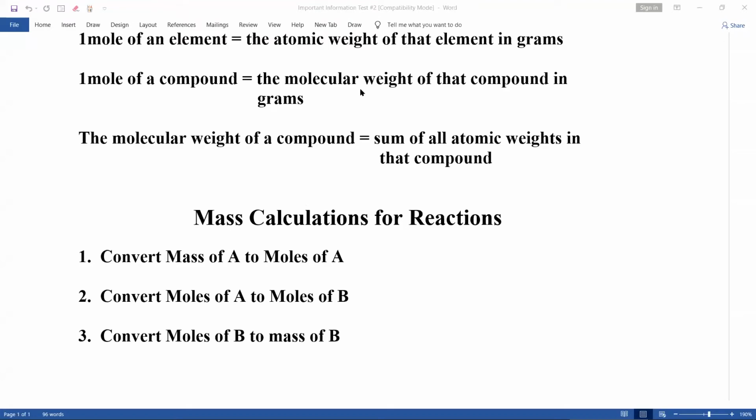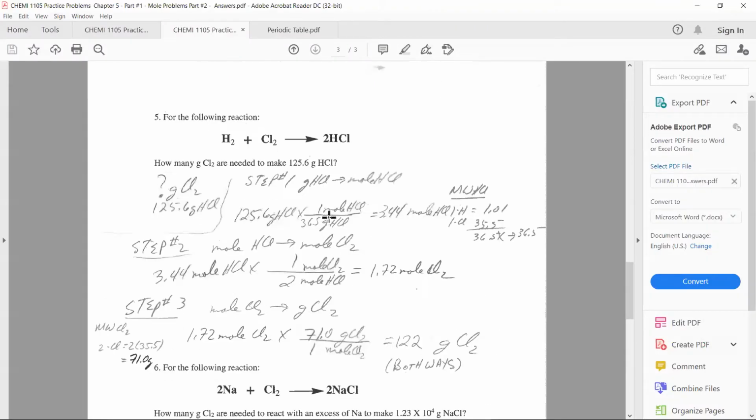And let's do one more. All right, thumbs up, people. Do you see number 5 on your screen? Thank you. All right, for the following reaction, hydrogen gas H2 reacts with chlorine gas to give 2 molecules of HCl, which I'll teach you later in the semester, is hydrochloric acid.